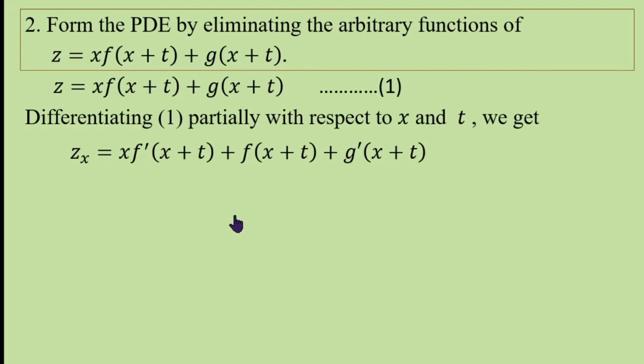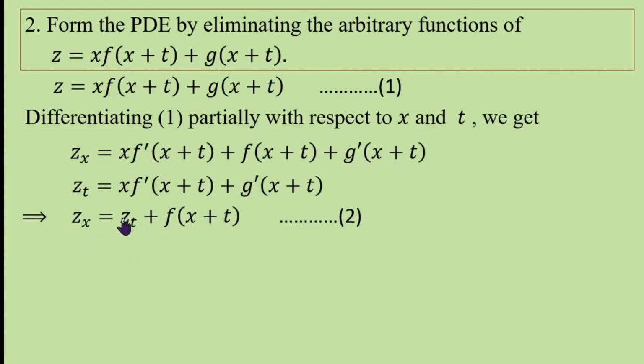When we differentiate partially with respect to t, zt becomes x into f dash of x plus t into the derivative of x plus t with respect to t, which is 1, plus g of x plus t derivative with respect to t is g dash of x plus t into the partial derivative of x plus t with respect to t, which is 1, and hence it is x f dash of x plus t plus g dash of x plus t. Now substitute this, x f dash of x plus t plus g dash of x plus t is zt, and hence zx is zt plus f of x plus t.